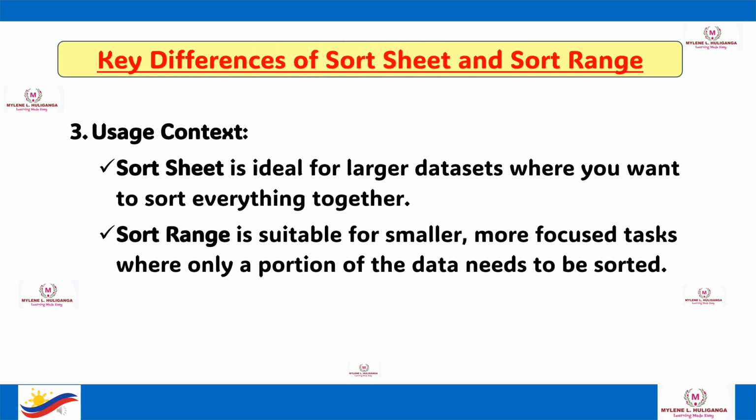In terms of usage context, sort sheet is ideal for larger datasets where you want to sort everything together. Sort range is suitable for smaller, more focused tasks where only a portion of the data needs to be sorted.